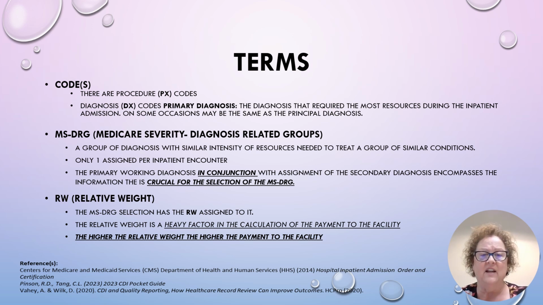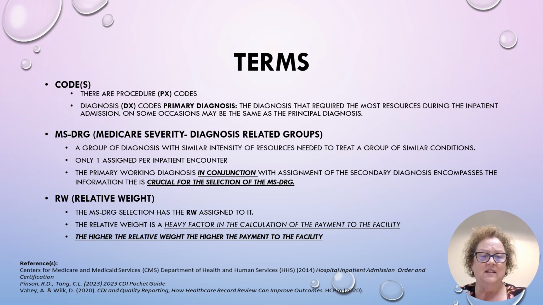The medical severity diagnosis related group, the MS-DRG, is a group of diagnoses with similar intensity of resources needed to treat a group of similar conditions. Only one is assigned to each inpatient encounter, which is the reason why so much work is put in to clarify the primary diagnosis, because that drives which MS-DRG group it is assigned to. The primary working diagnosis, in conjunction with the assignment of the secondary diagnoses, encompasses the information that is crucial for the selection of the MS-DRG.